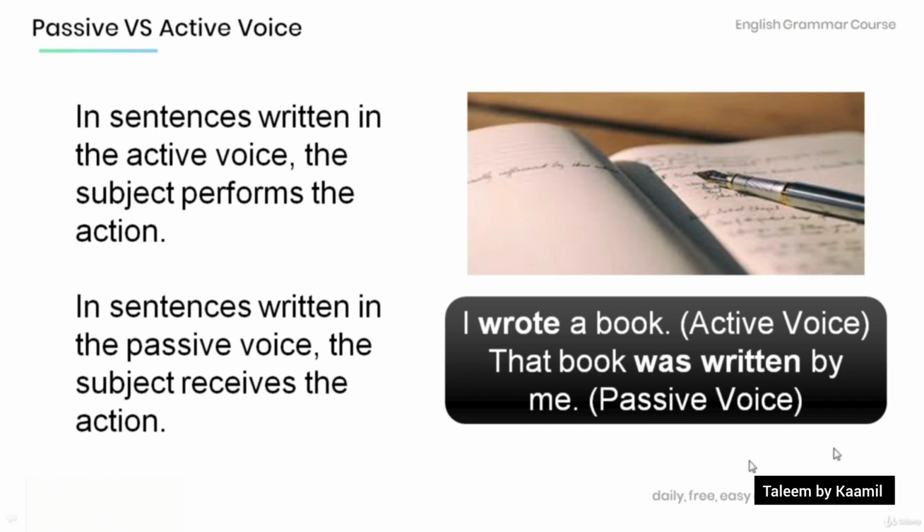Have a look at the example over here. I wrote a book. Now, this sentence is in the active voice, and note that the subject, I, performs the action, wrote a book. And in this sentence, that book was written by me. Now, this sentence is in the passive voice, and note that the subject, me, receives the action, was written.